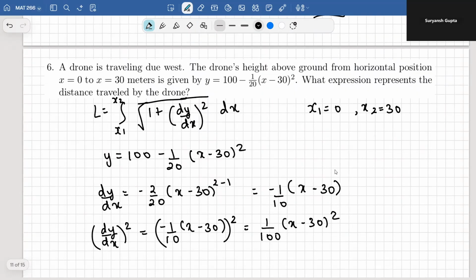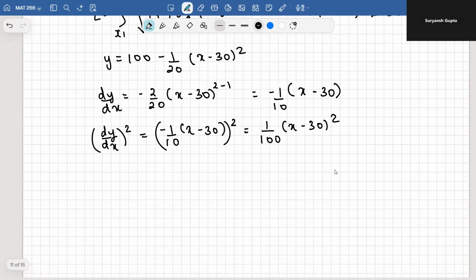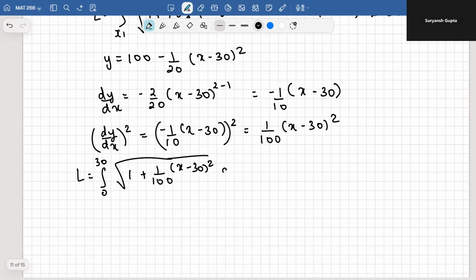And the question is just asking for the expression, and we have everything to fit in that formula. It's not asking us to find what the arc length is. So when we plug in all the necessary values, we get the integral going from 0 to 30 of the square root of 1 plus (dy by dx) whole square, which we found was equal to 1 by 100 times (x minus 30) whole square, dx. And this expression is the final answer.